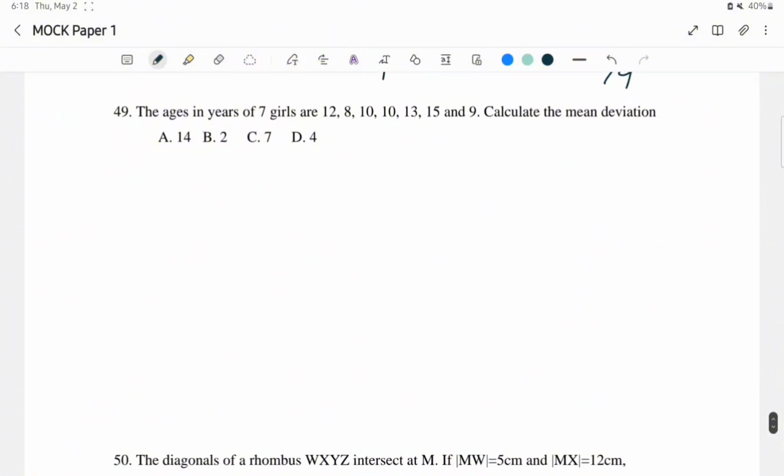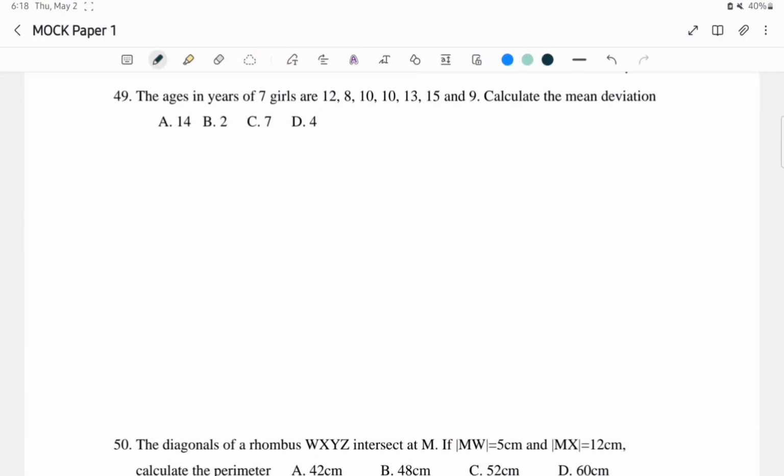Question 49. The ages in years of 7 girls are 12, 8, 10, 10, 13, 15, and 9. Calculate the mean deviation. Well, mean deviation is also quite simple, but it takes a bit long process to calculate.